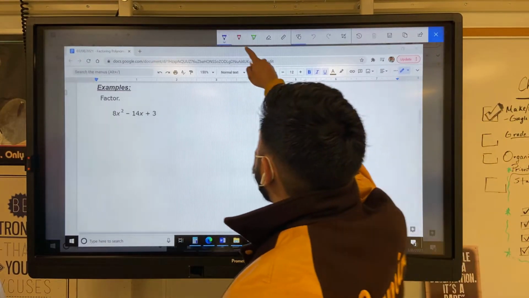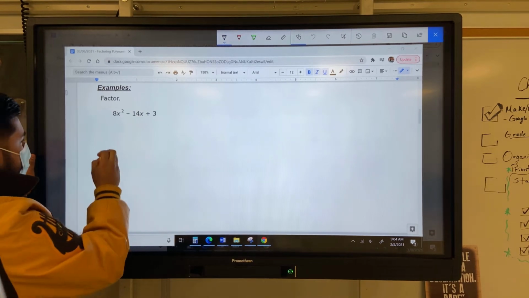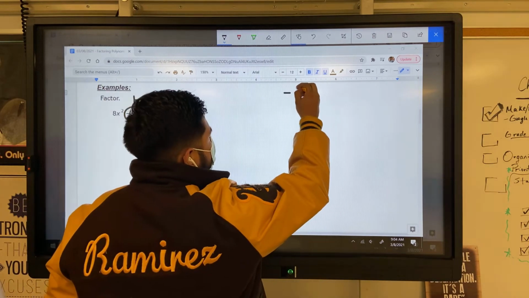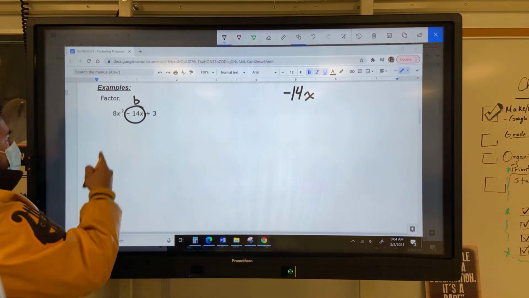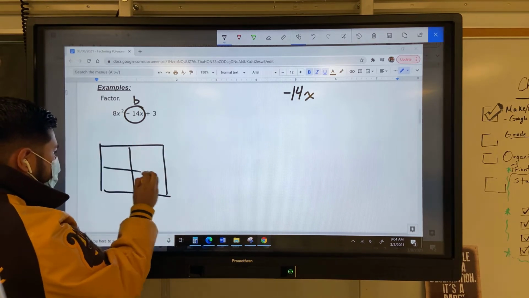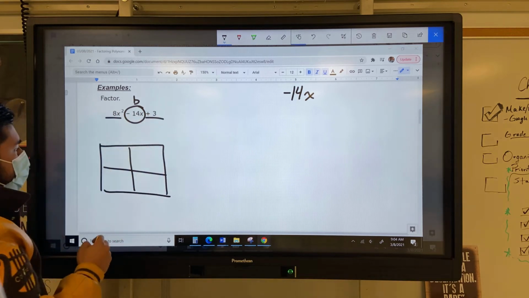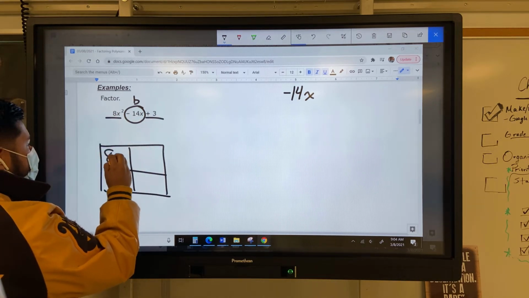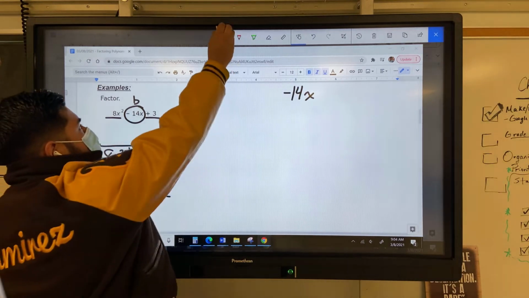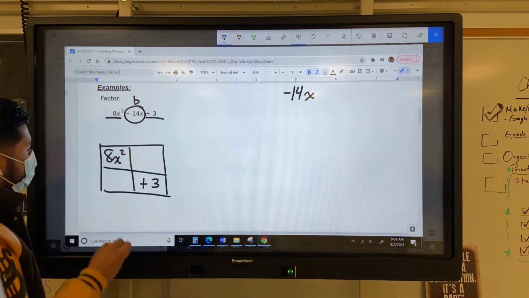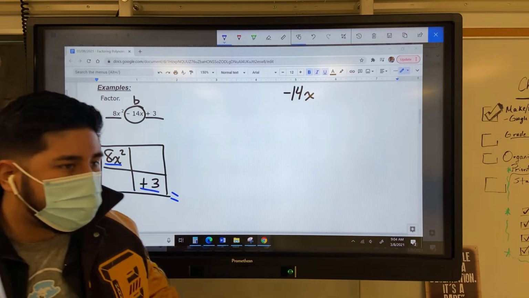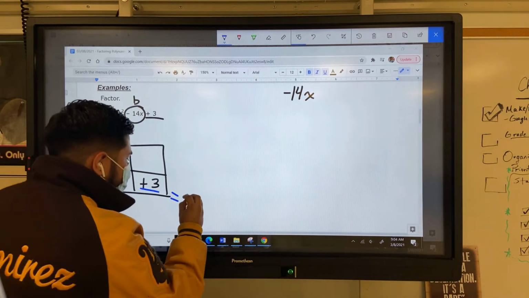Let's check it out. First, let's do the box. First, let me circle my B. This is my B term, so I'm going to put that over here. Let me do the box. A and C go in the correct spots. Remember from the beginning, 8x squared. Then we got a positive 3. Next, remember, we're multiplying this times this equals 8 times 3 gives me 24.